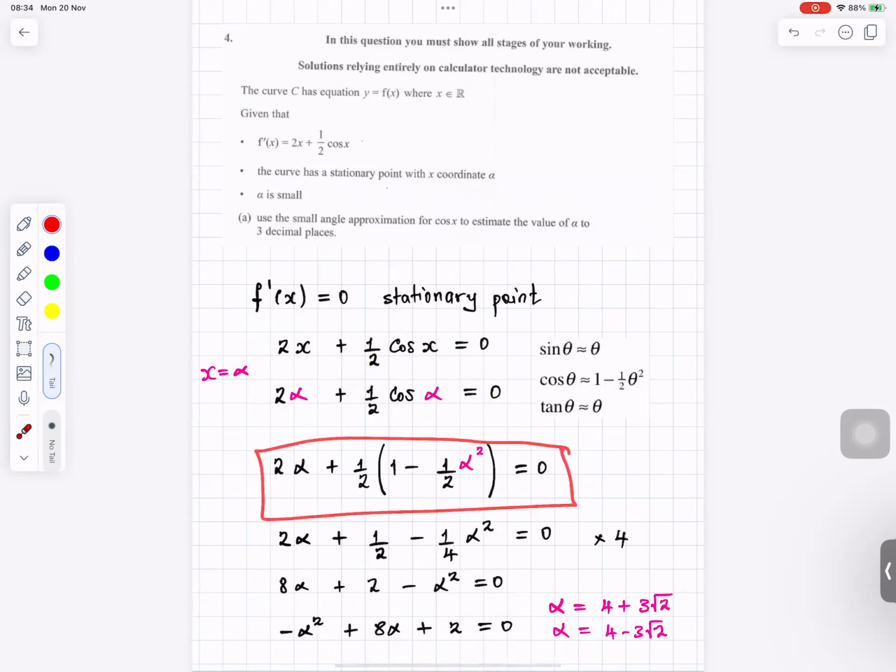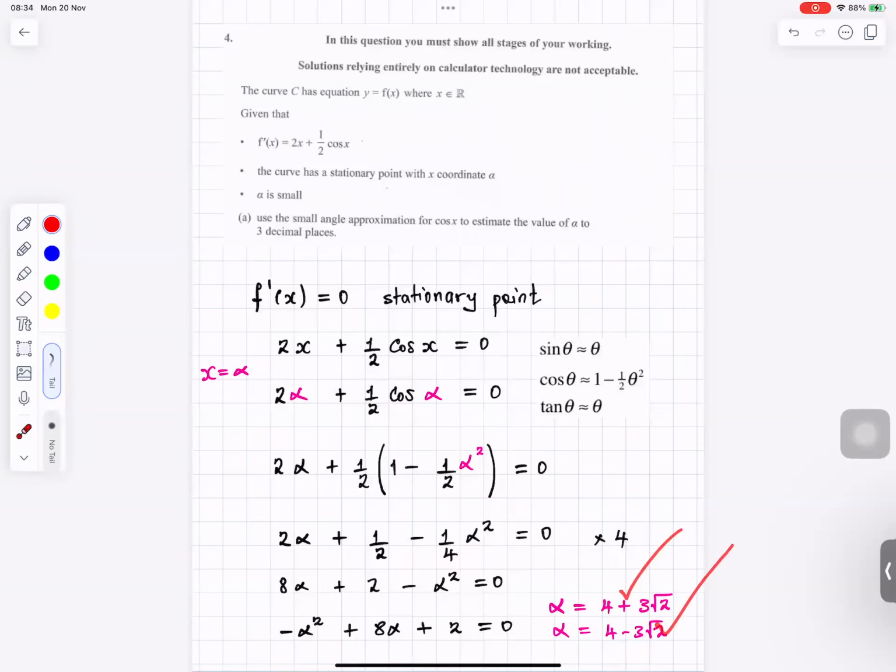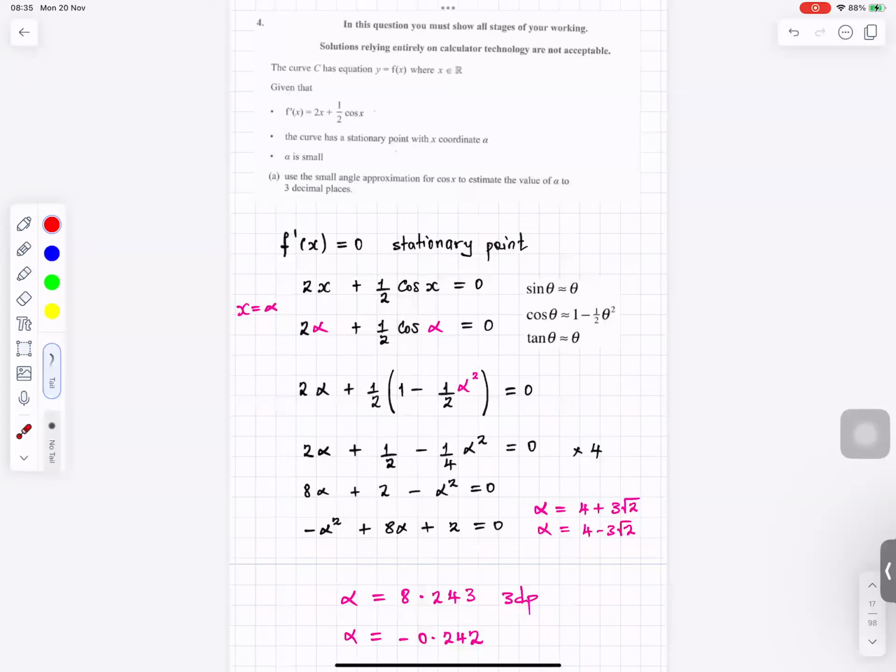With the graphics calculator, you can put this and get the answer. But you need to show your working out. So the working out: remove the brackets, half times 1, half times minus a half alpha squared. After that, to remove the denominator, you multiply by 4. You get this quadratic. You solve the quadratic, you get 2 answers for alpha. And you change it to 3 decimal places because they want the answer to 3 decimal places. Have a look at that. 3 decimal places. Don't forget that, you will lose that mark. Change it to 3 decimal places, and that's it.